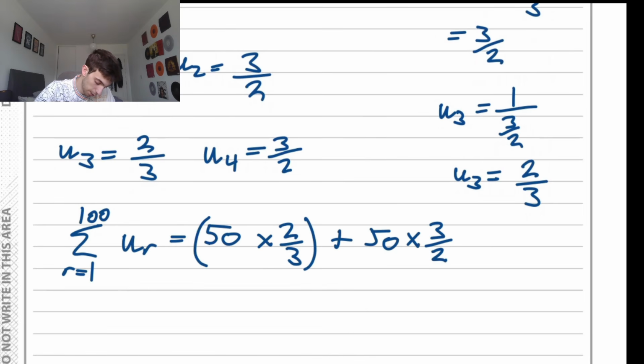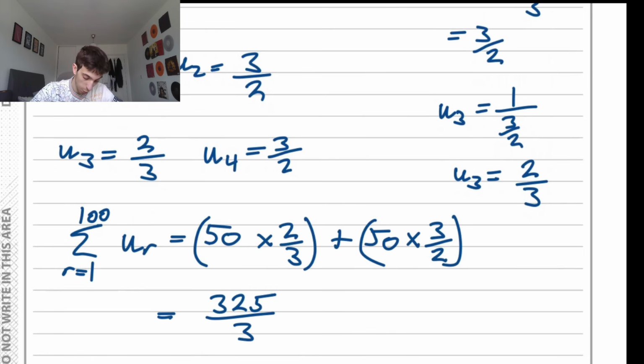Okay. So just slap this into your calculator. We get 50 times 2/3, then onto that we add on 50 multiplied by 3 over 2. That gives you a final answer of 325 over 3. So it's actually quite an easy question in the end. The key thing with these kind of questions: write out a few terms, spot a pattern, and see how that relates to the question. But that's it.